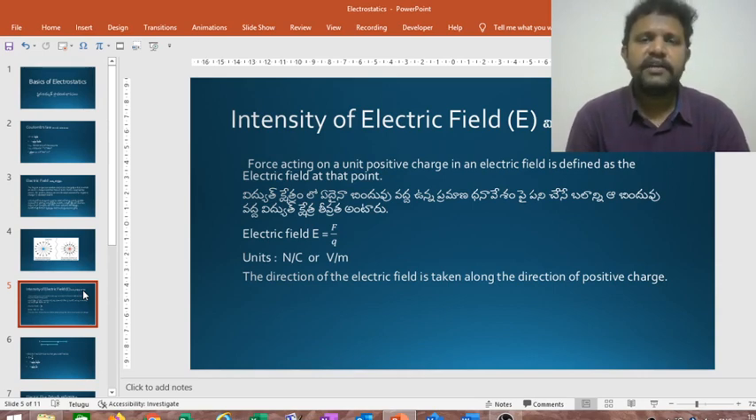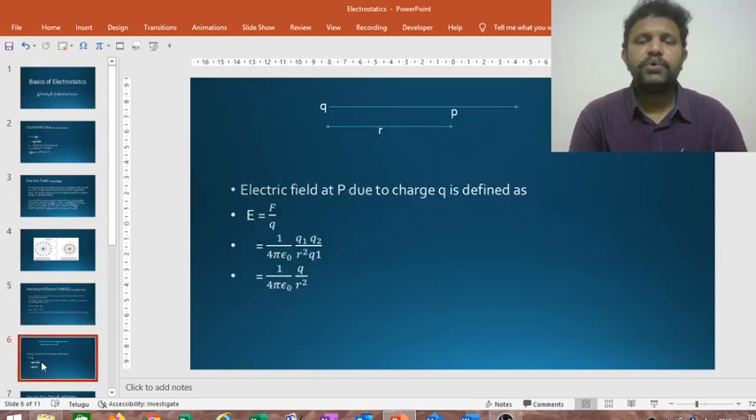This force is called intensity of the electric field, which is expressed as E is equal to F by Q, and which is expressed in Newton per Coulomb or volt per meter. The direction of the intensity of the electric field is taken along the direction of the motion of the positive charge. This intensity of the electric field is expressed as E is equal to 1 by 4 pi epsilon naught Q by R square.